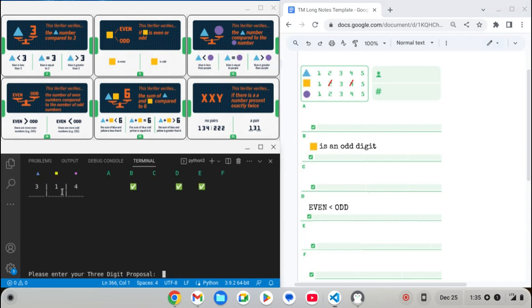Okay, wow, very fortunate. The Turing Machine approves of my proposal. Notice that for triangle and square, I do have 3 and 1, and they add up to 4, which is less than 6. And of course, the Turing Machine approves of that. So let's go ahead and type that up in our notes in section E, and that is that triangle plus square should be less than 6.